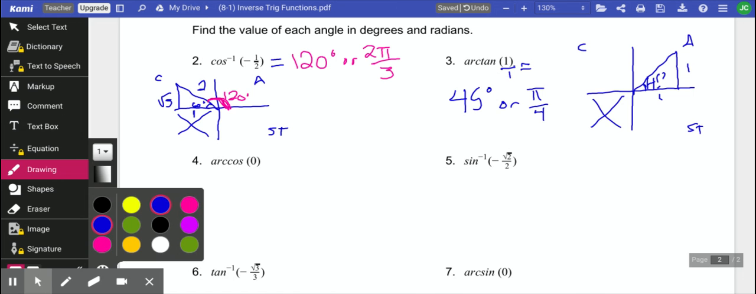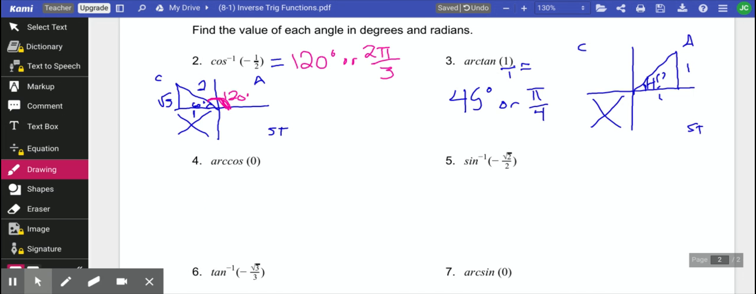Okay, let's skip over to number 5. And we'll come back for number 4. All right, so inverse sine. Never in the third quadrant, so we're going to think about CAST. This is a negative value, so it can't be in the first quadrant. So when sine is negative, that's in the fourth quadrant. So this triangle is over here somewhere.